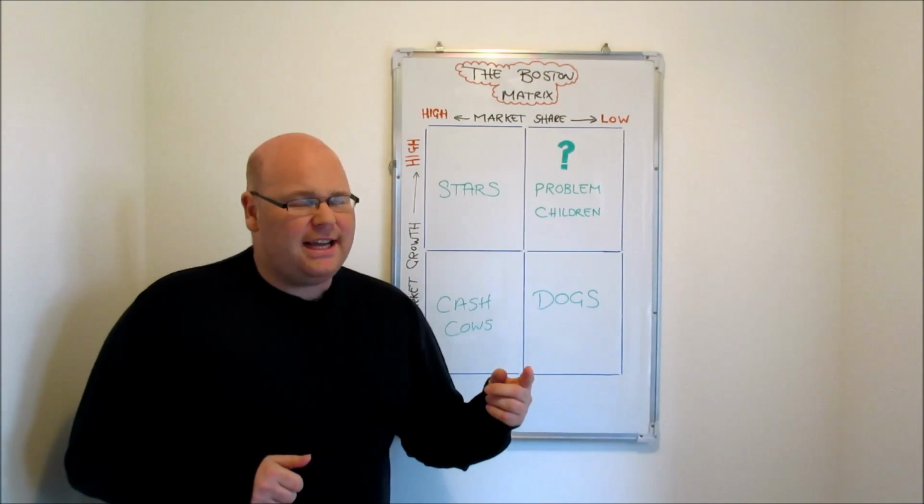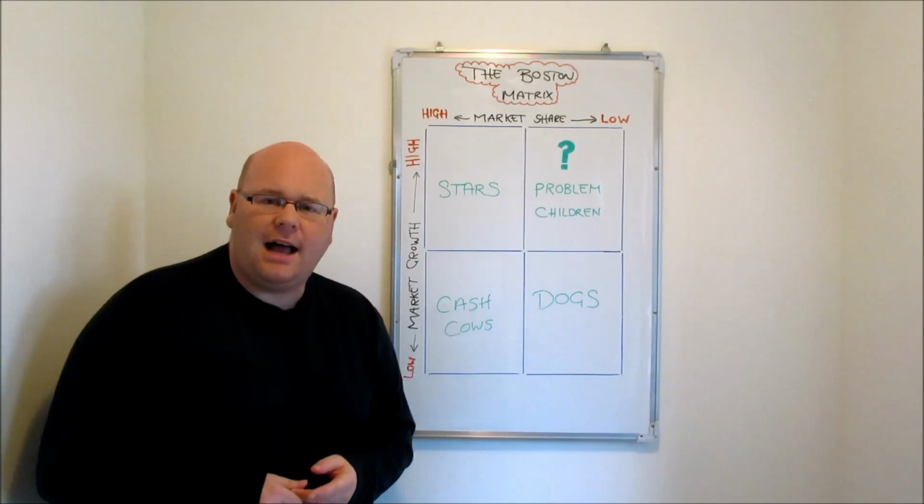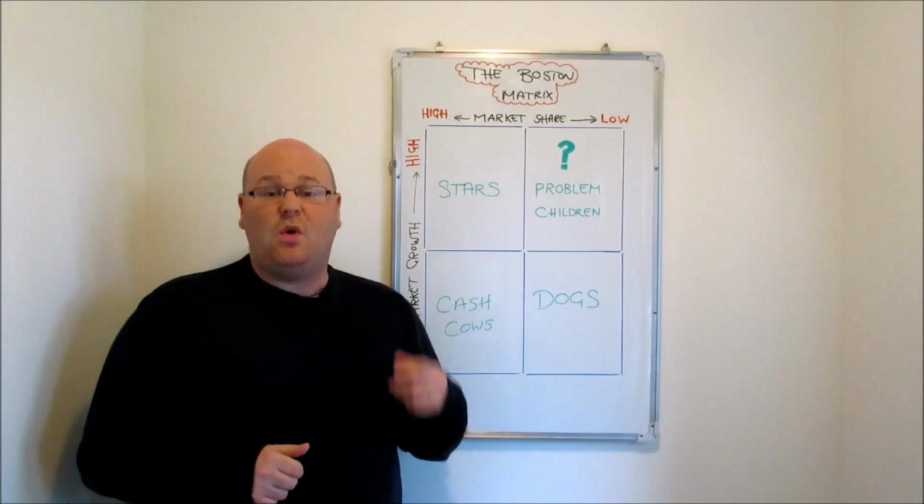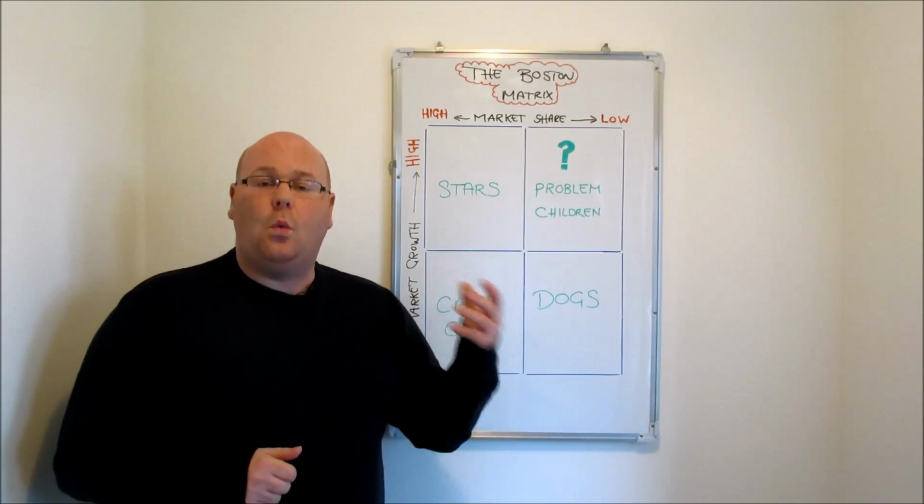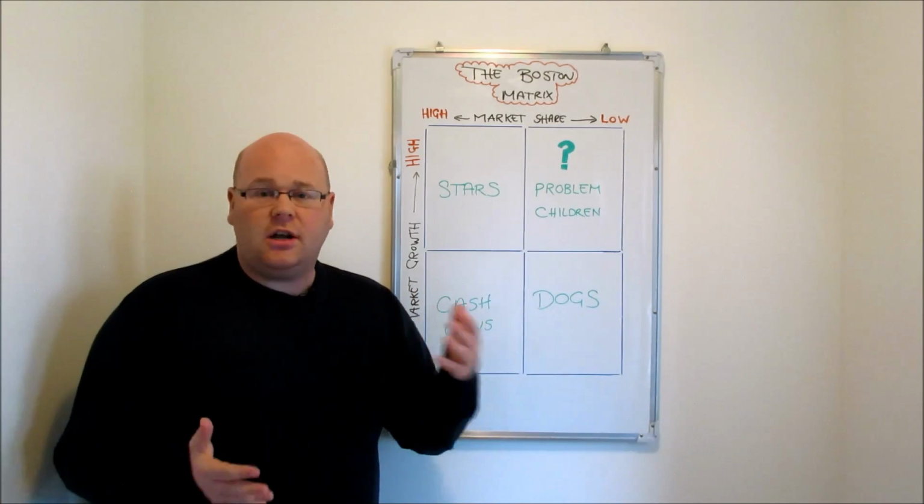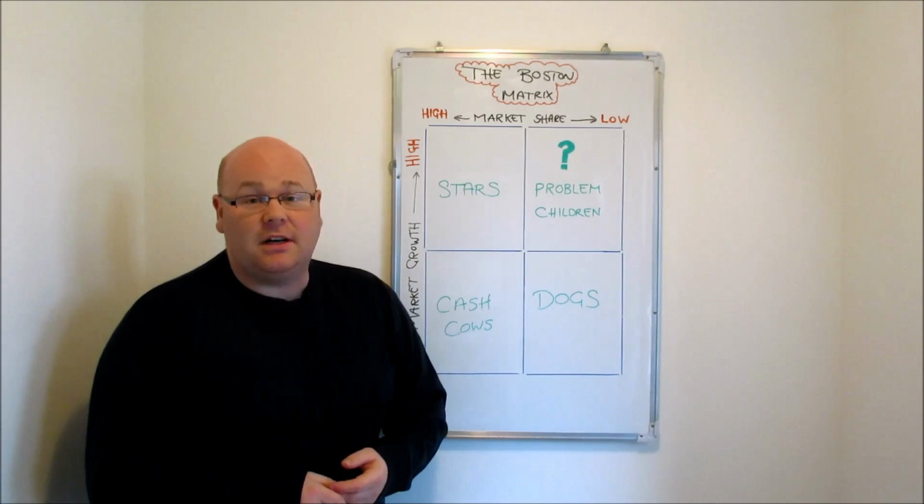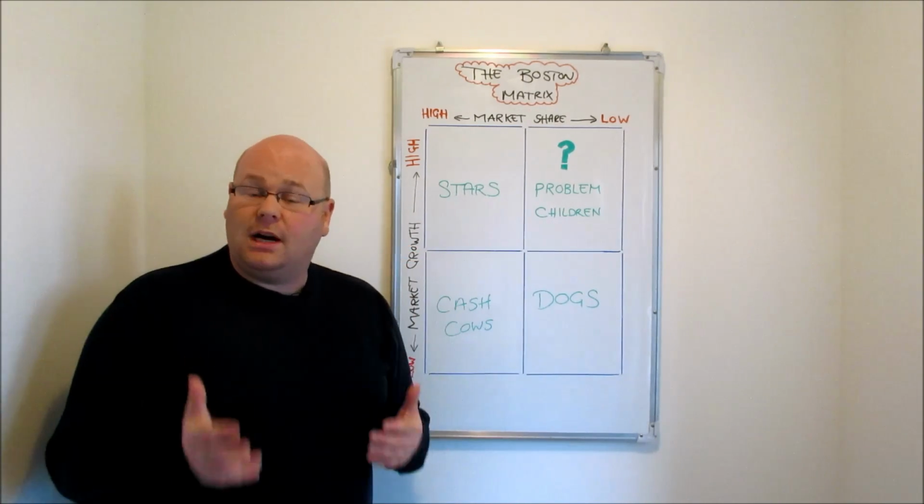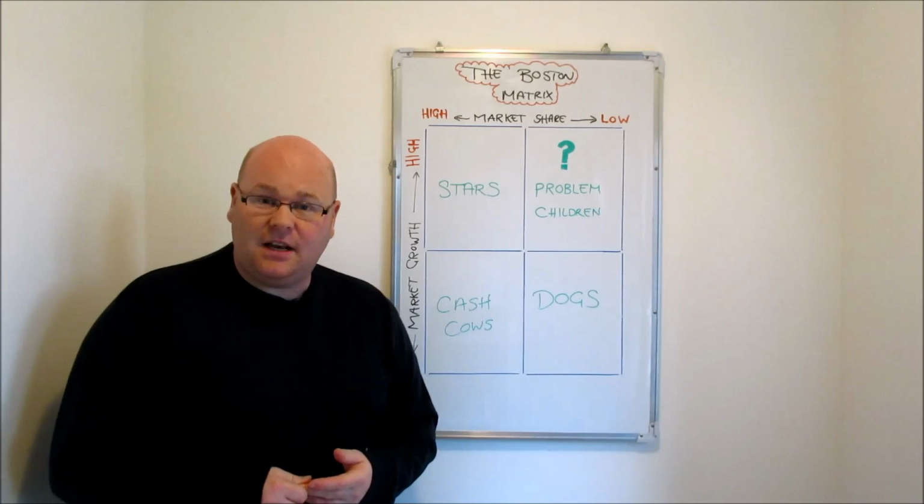Unless we're launching a product like that, it's probably going to start as a question mark. It's probably going to have quite a small market share when it's first launched, just like a product would in the launch phase of its product life cycle. Our stars are more classically associated with the growth phase of the life cycle.